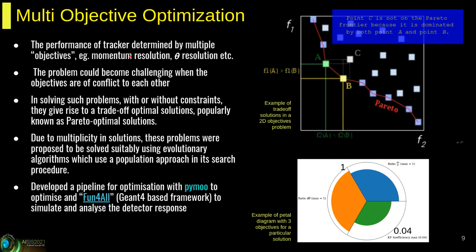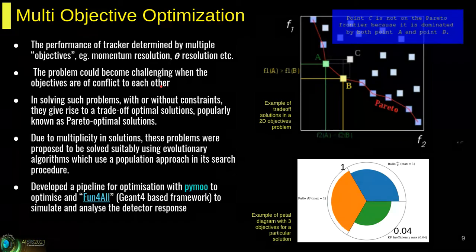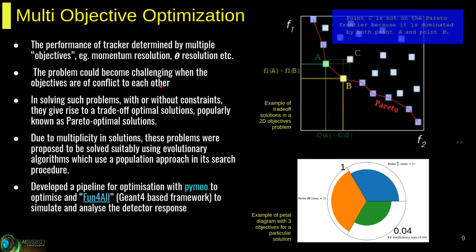Consider the problem in hand. The performance of the tracker is not determined by a single measure or metric; rather, the performance is characterized by more than one objective: the momentum resolution, theta resolution, etc. This problem could become challenging as the objectives conflict with one another. Say, for example, arranging the detectors in close proximity could yield a better position resolution. But if you have a larger lever arm, the momentum resolution could be better. Therefore, these objectives are conflicting in nature. We also have various geometric constraints to consider.